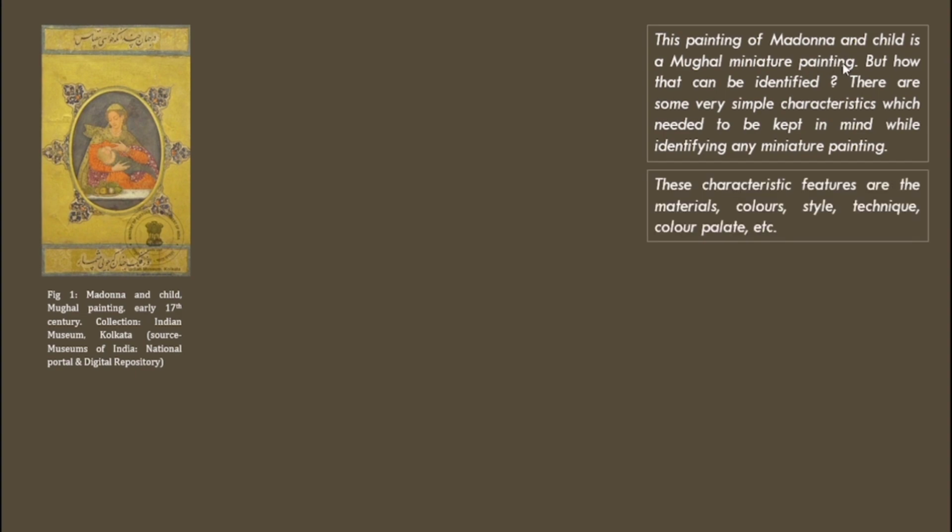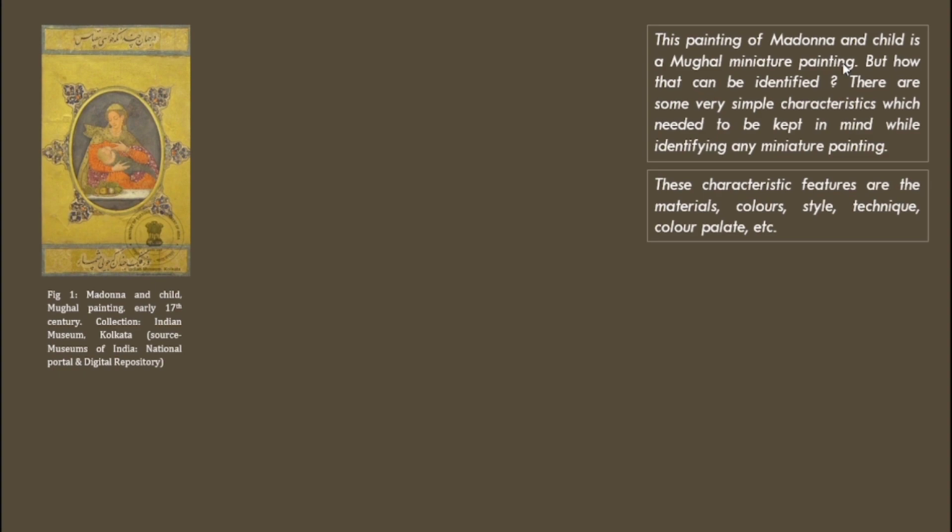The characteristic features that you will see, or use as your reference, is the materials. Though you cannot always determine what materials are used in the painting, you can get an idea of it by looking at it. And the colors, the style, the techniques, and most importantly, the color palettes, the borders, all these things, and so on.